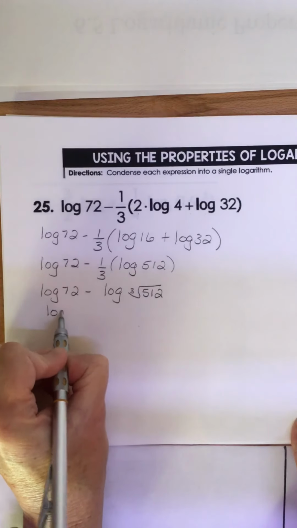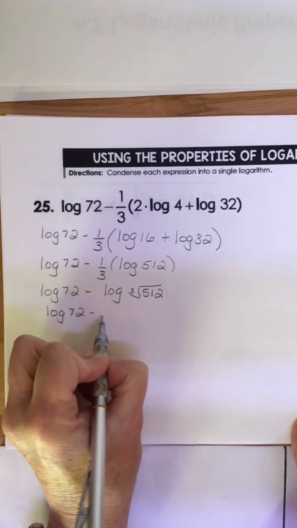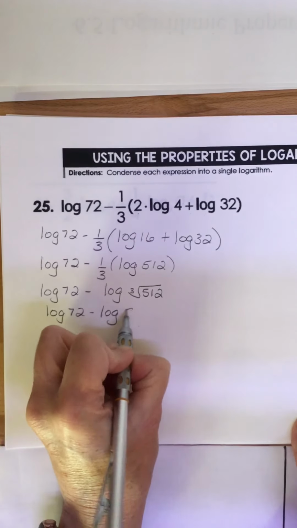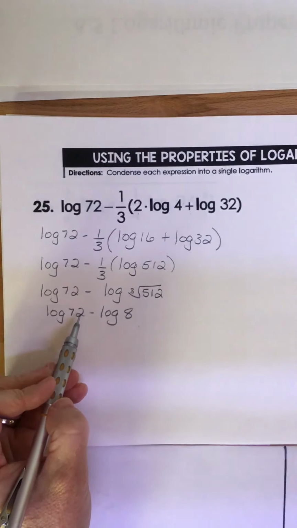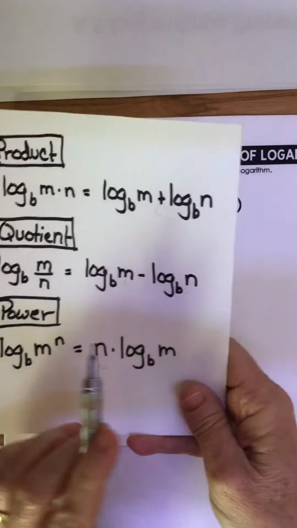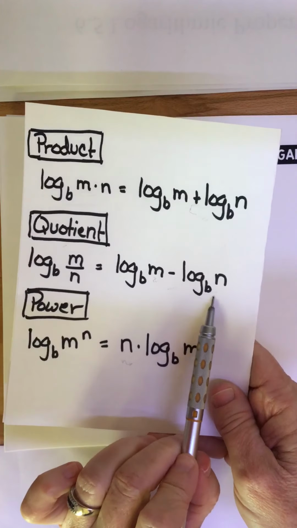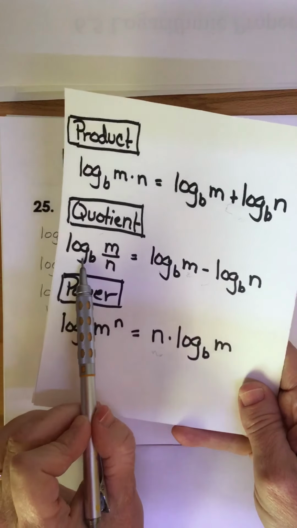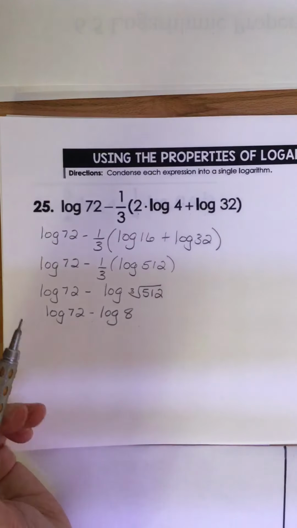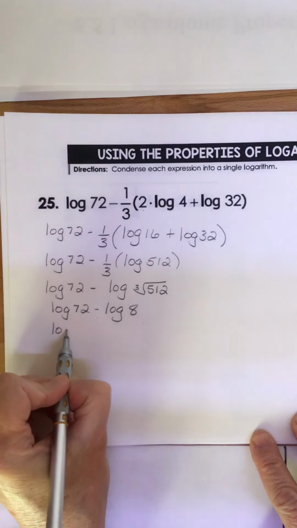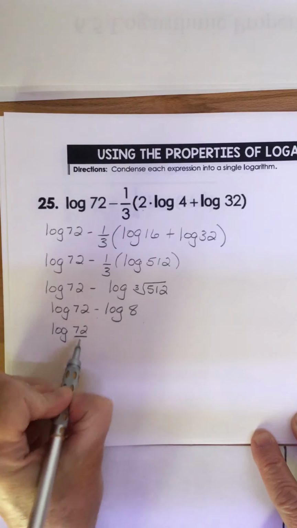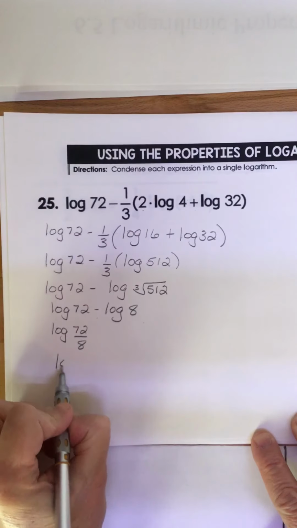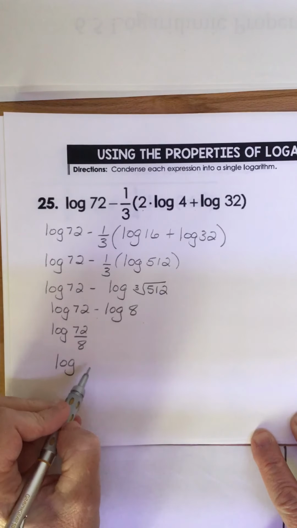So now we've got log 72 minus log 8. And now, since we are subtracting, we're going to be condensing it from here to here. All right? So now we've got log 72 divided by 8. And so our final answer is log 9.